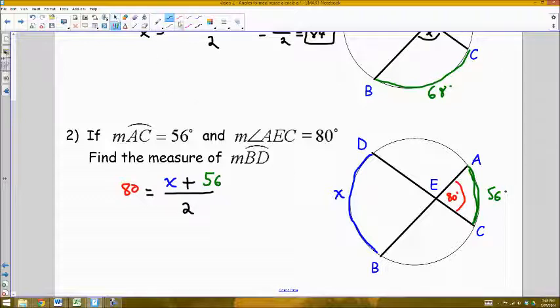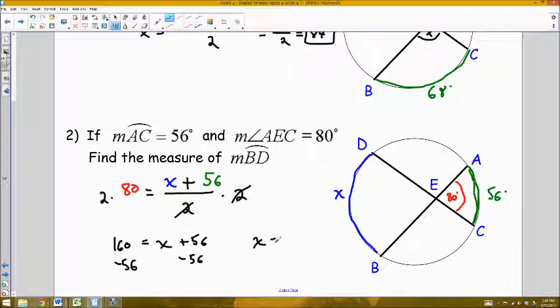When I go to solve this equation for X, I'm going to start by multiplying both sides by 2. If I multiply both sides by 2, my 2's will cancel out on this side. That way I don't have to deal with the fraction. 2 times 80 is 160 equals X plus 56. Then I'll just subtract 56. Just a little bit of equation solving so that I get X is equivalent to 160 minus 56, or 104 degrees.